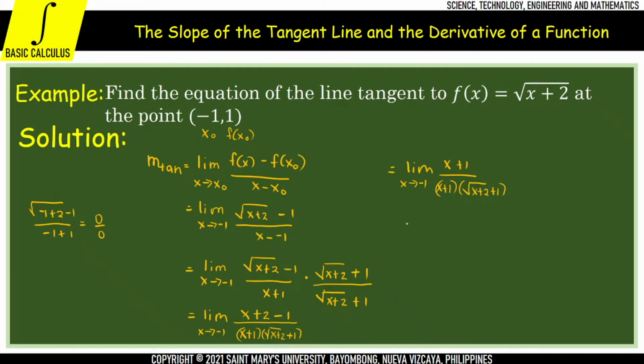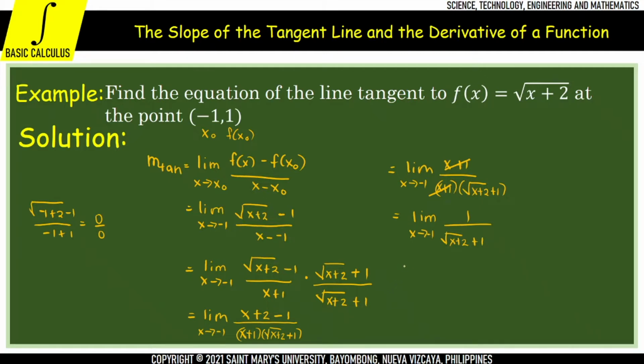Next, may nakikita ba kayong common factor natin? Siyempre, x plus 1 in the numerator will be cancelled. Of course, x plus 1 in the denominator. So we are left with the limit of, pag na-cancel, ang matitira is 1 all over square root of x plus 2 plus 1 as x approaches negative 1.